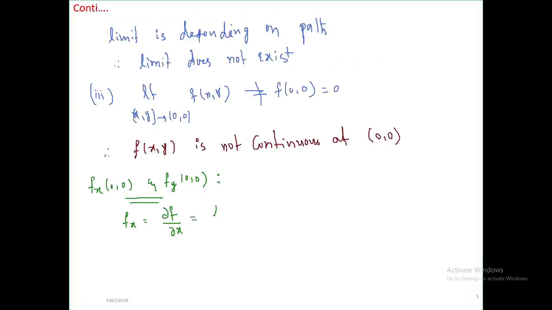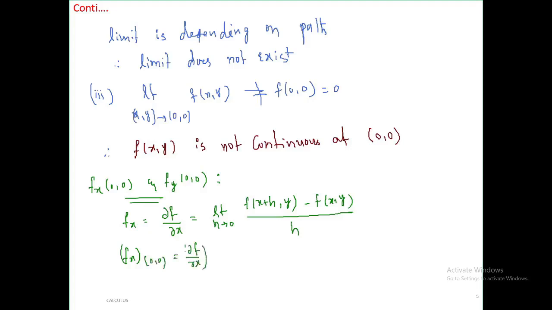What is dou f by dou x? Limit h tends to 0, variation in x. Therefore, f of x plus h comma y minus f of x comma y divided by h. This is one. But what do I want? I want fx at the origin, so fx at 0 comma 0. That means dou f by dou x at the point x naught y naught, which is 0 comma 0.